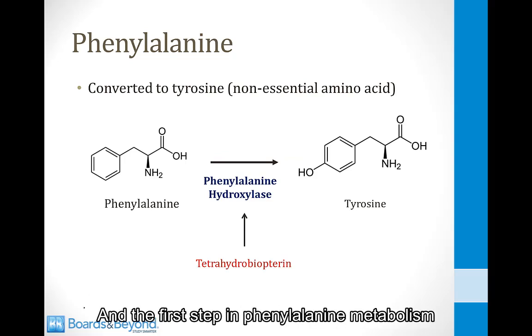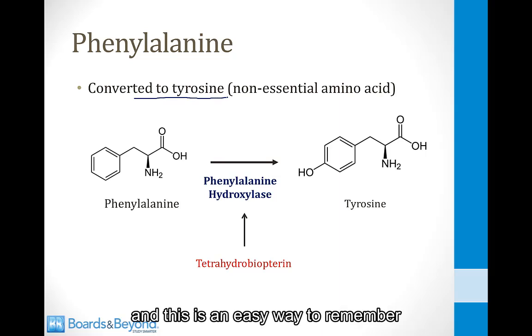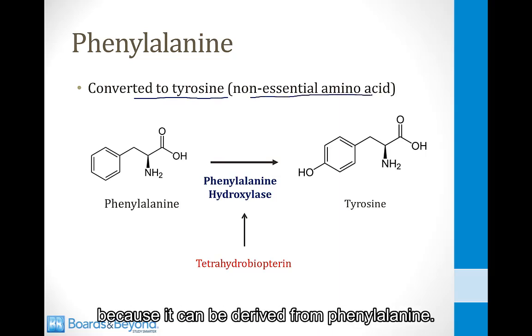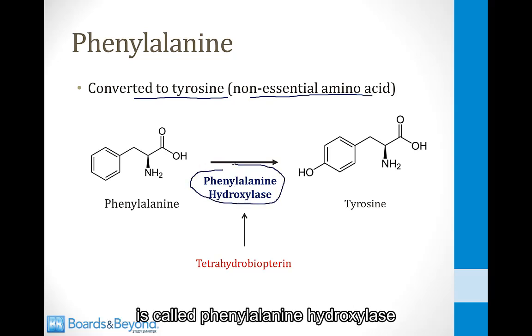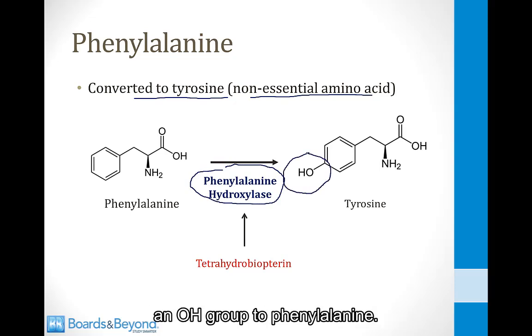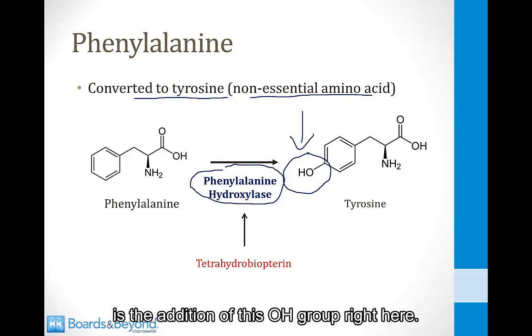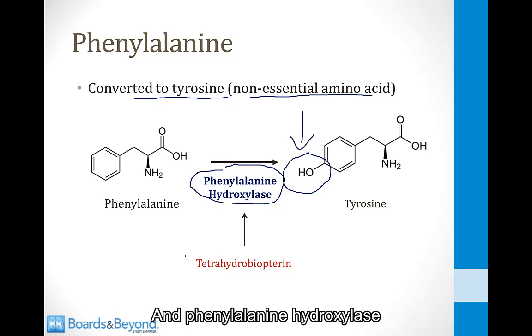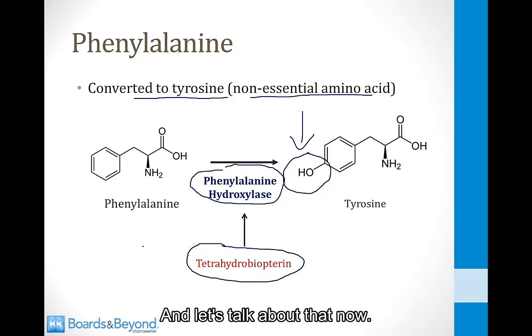And the first step in phenylalanine metabolism is to convert it to the amino acid tyrosine. And this is an easy way to remember that tyrosine is therefore non-essential because it can be derived from phenylalanine. The enzyme that converts phenylalanine to tyrosine is called phenylalanine hydroxylase, and its job is to add a hydroxyl group, an OH group, to phenylalanine. The difference between tyrosine and phenylalanine is the addition of this OH group right here. And phenylalanine hydroxylase requires a cofactor called tetrahydrobiopterin, and let's talk about that now.